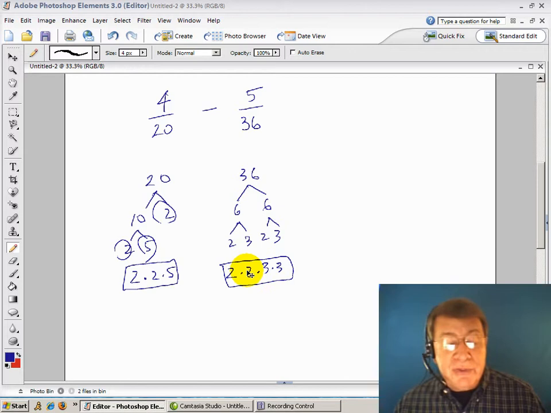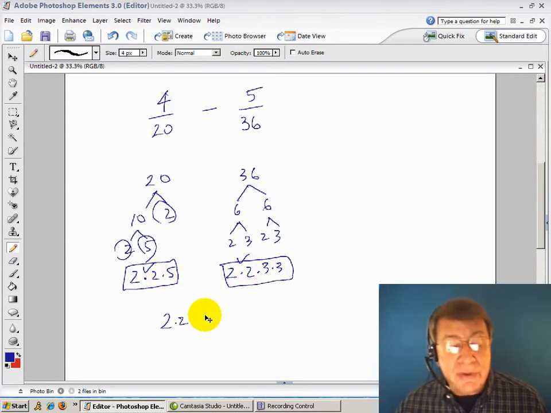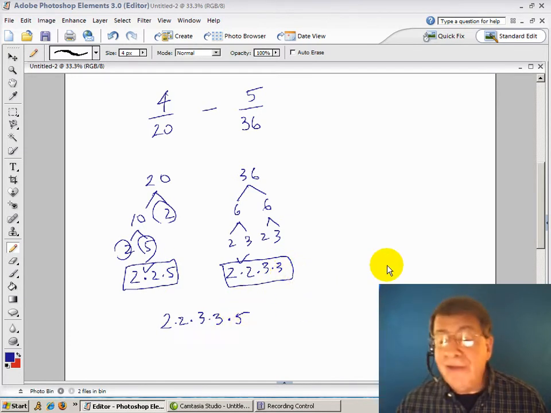Now what I need to do is play the factor wars. This has 2 2s, this has 2 2s. My answer will have 2 2s. No clear-cut winner, but the majority has 2 of them, so we have to write them down. This has no 3s, this has 2 3s, so I need to write those 2 3s down. This has 1 5, this has no 5s, so I must put that 5 down.